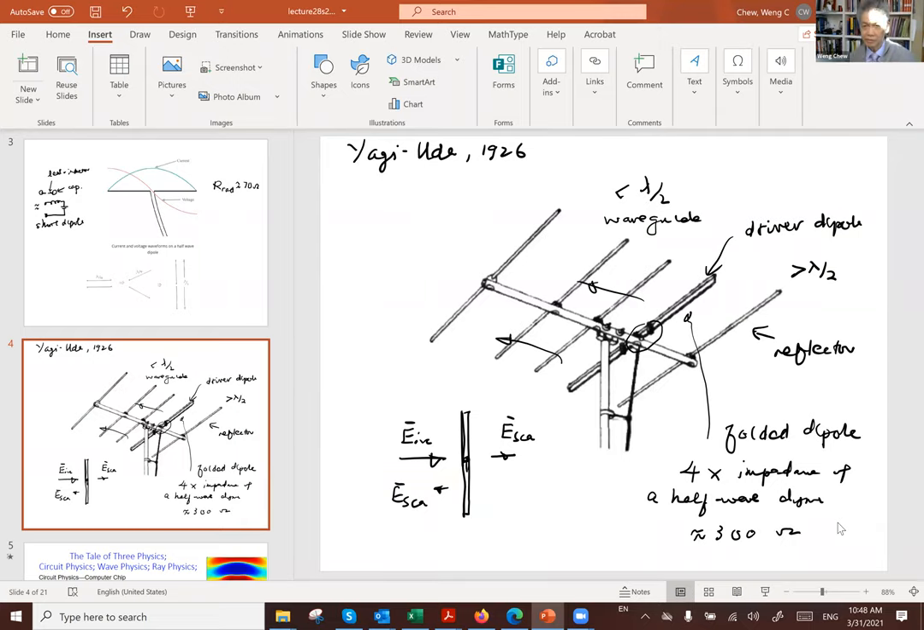Because the impedance is around 300 ohms, there is a kind of transmission line that was very popular at that time, which has an impedance of around 300 ohms. So this dipole was very popular then. I think this is called twin X.